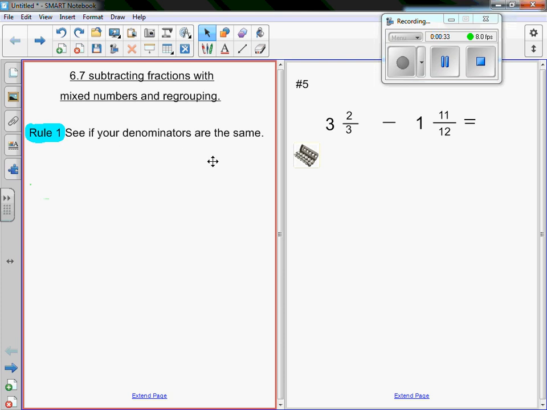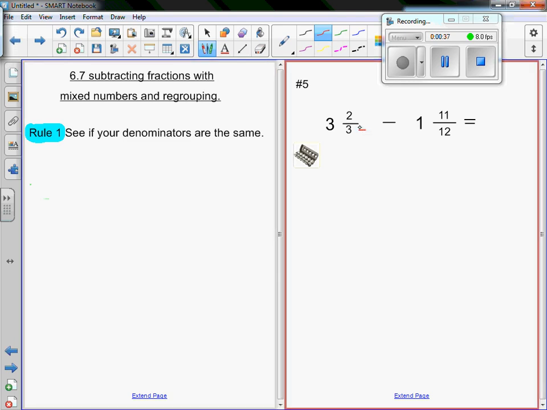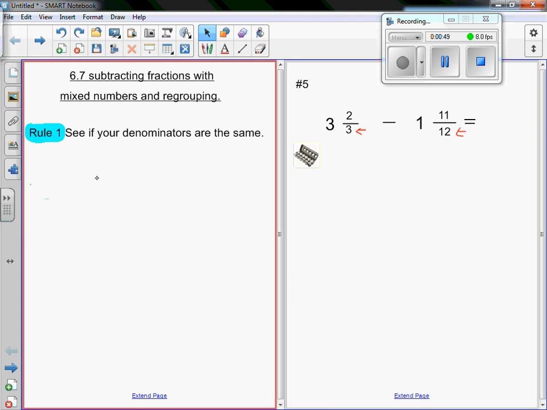See if your denominators are the same. Your denominators are the numbers on the bottom. See if they're the same. 3 and 12 are not the same. If they're not the same, there's a second part to rule number 1, which is: if they're not the same, you need to make them the same. So how do you make them the same?